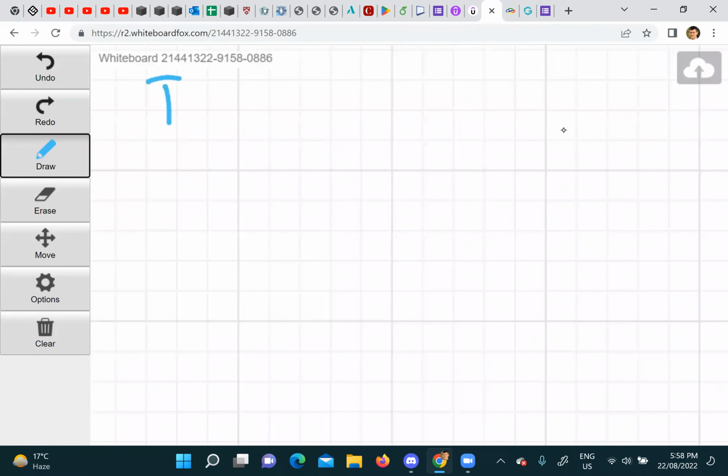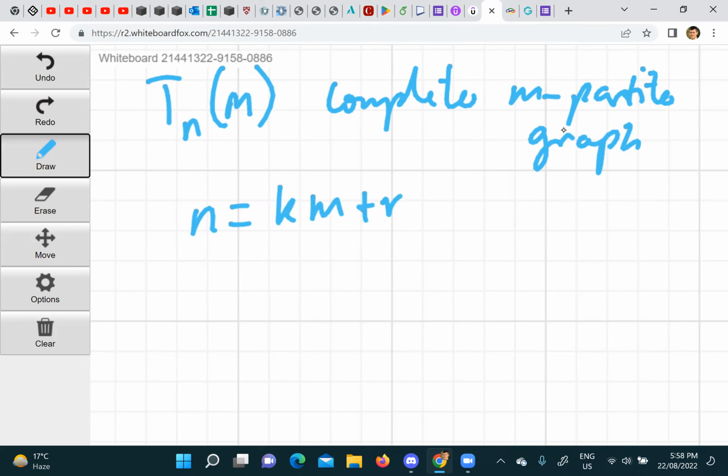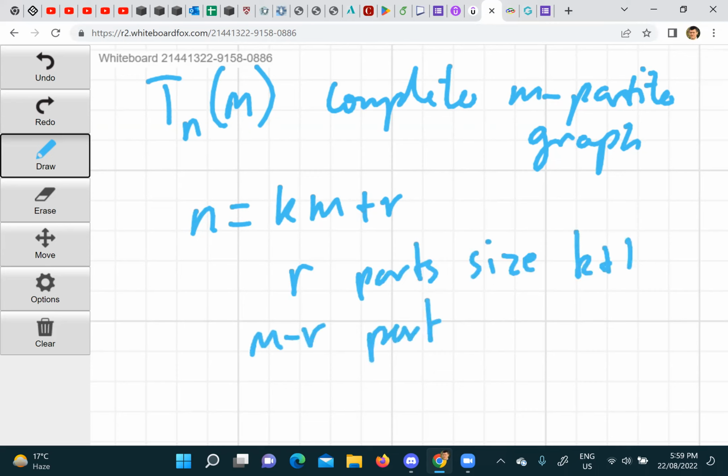Okay, so we defined the Turán graph T_m(n) to be the complete m-partite graph where all the parts... so you write n equals k times m plus r, as a division algorithm. And all the parts have size either k or k plus 1. So there are r parts of size k plus 1, and m minus r parts of size k.